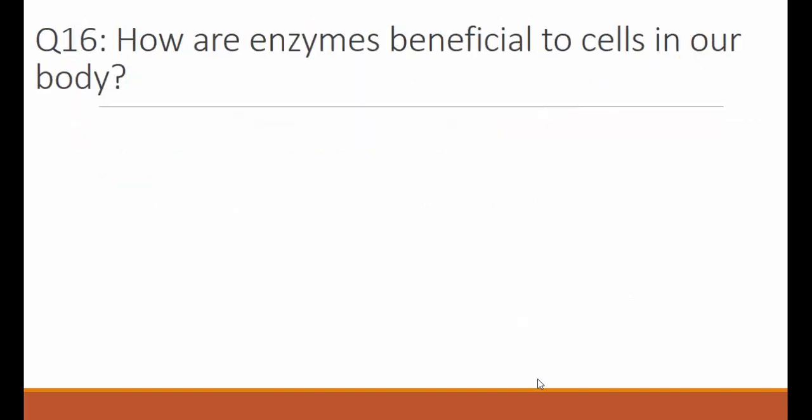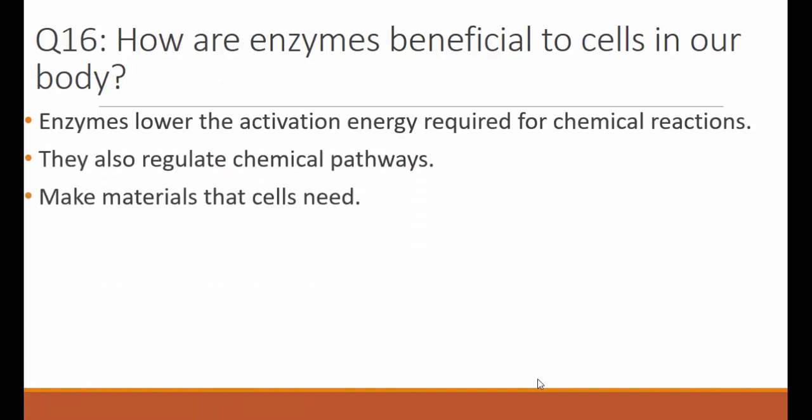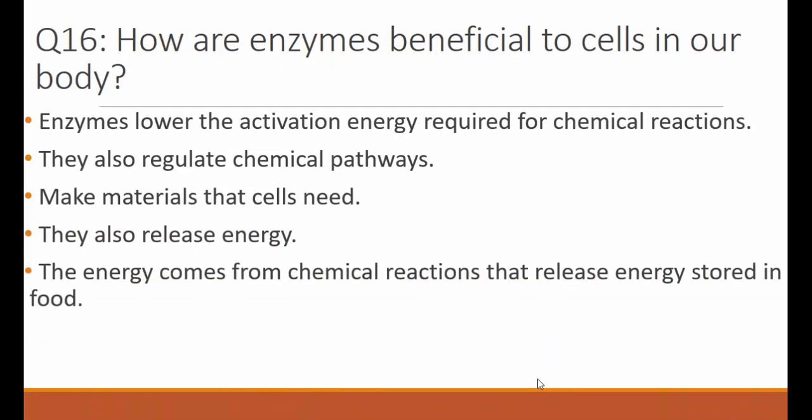All right, you made it to the last one. How are enzymes beneficial to cells in our bodies? So they do a lot of things here. The enzymes lower the activation energy required for chemical reactions, and because they lower the activation energy, they speed things up. So they regulate chemical pathways in our body. They make materials that cells need, and we'll talk about that more next unit. They also release energy, and the energy that they release comes from chemical reactions that release energy stored in our food. So 5 things there, quite a bit, but nothing that you can't handle.